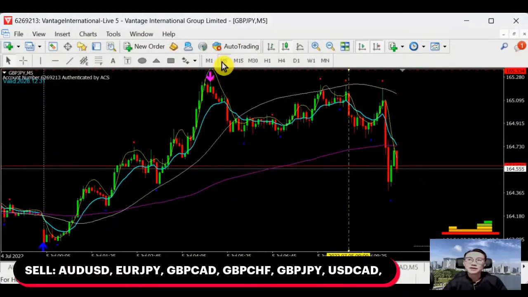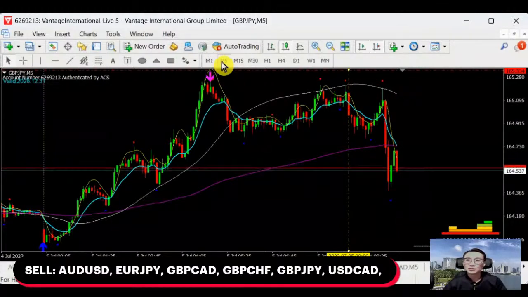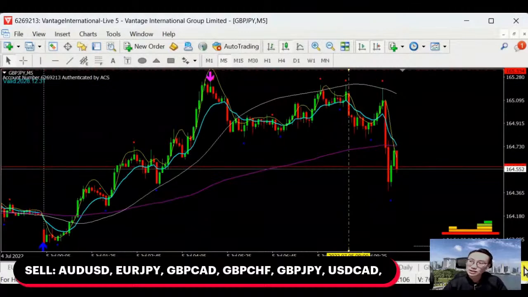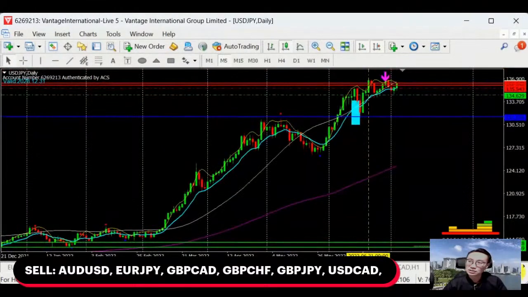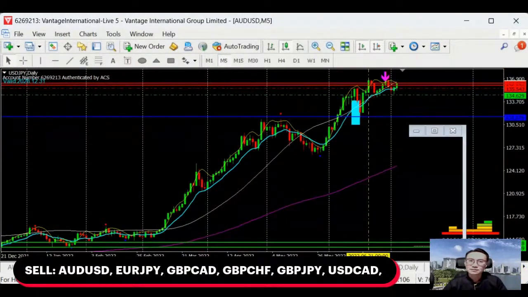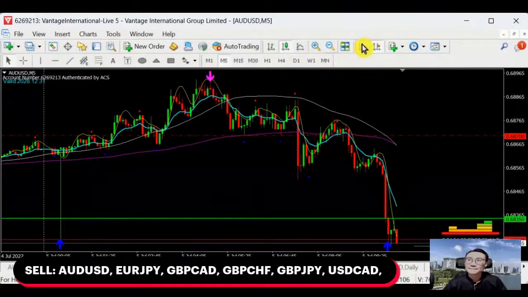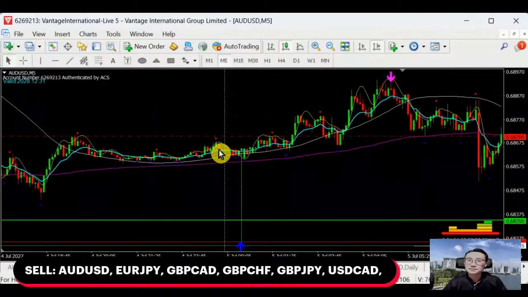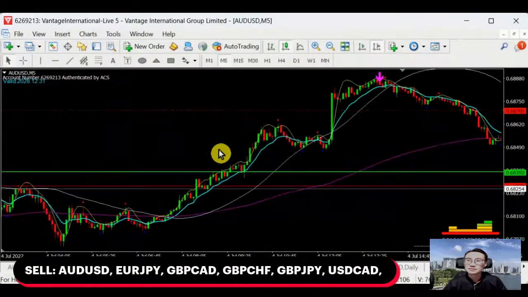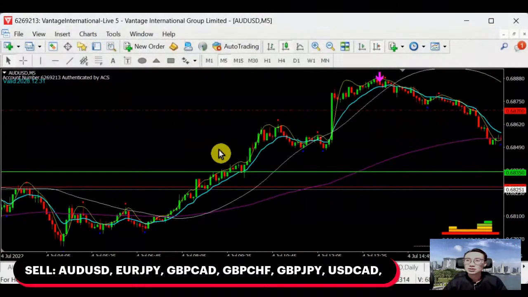So CK is asking how do you actually read the chart, as in whether this M5 will break the resistance. Let's see. Let me go to an example like UJ, dollar yen. I guess dollar yen, am I right? Is it dollar yen?